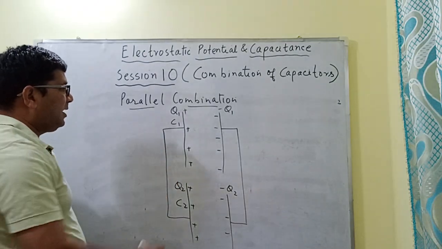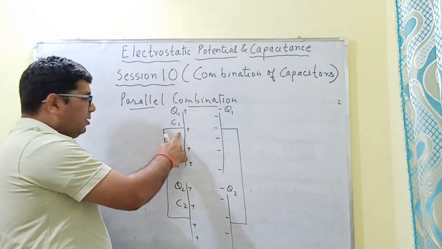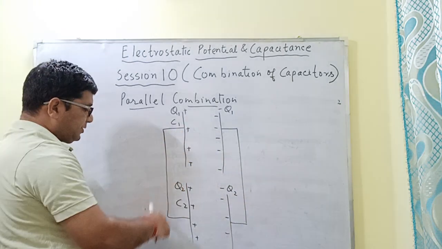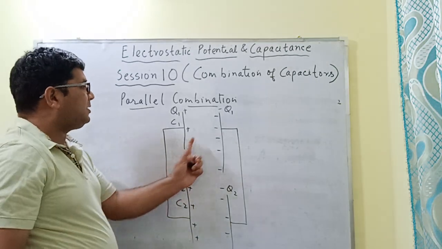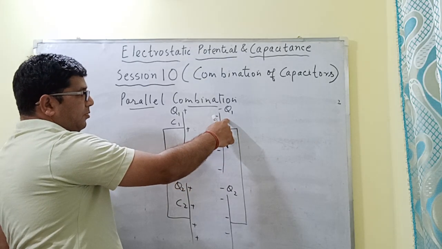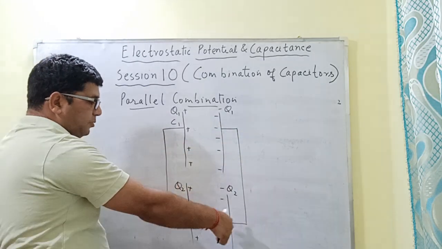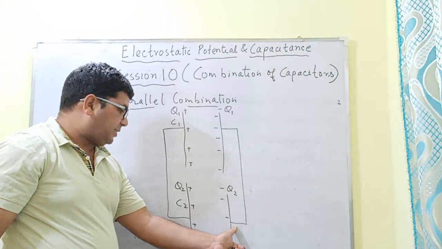Parallel combination में क्या होता है कि one terminal of one of the capacitors is connected to one terminal of another capacitor, and the other terminal of this one capacitor is connected to the other terminal of this second capacitor.